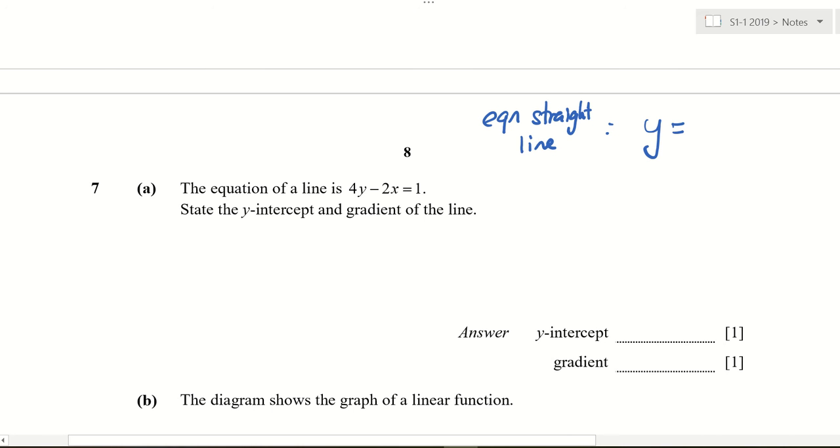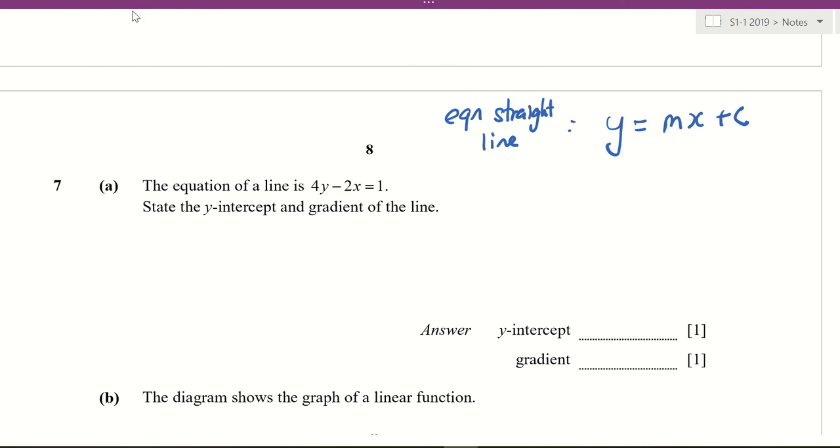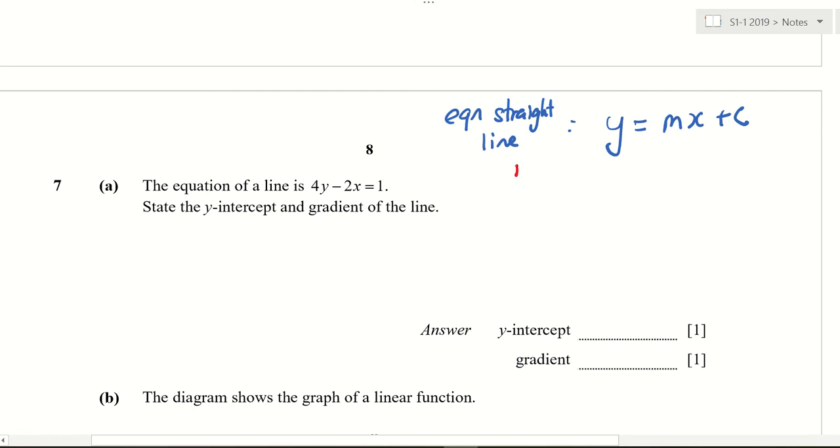Start with y. y equals to mx plus c. Can everyone write down some notes here? Because some of you have forgotten. What are the key things here? Number one, the y must be positive 1. That means here is plus 1. Even though you don't see anything, it's a plus 1.